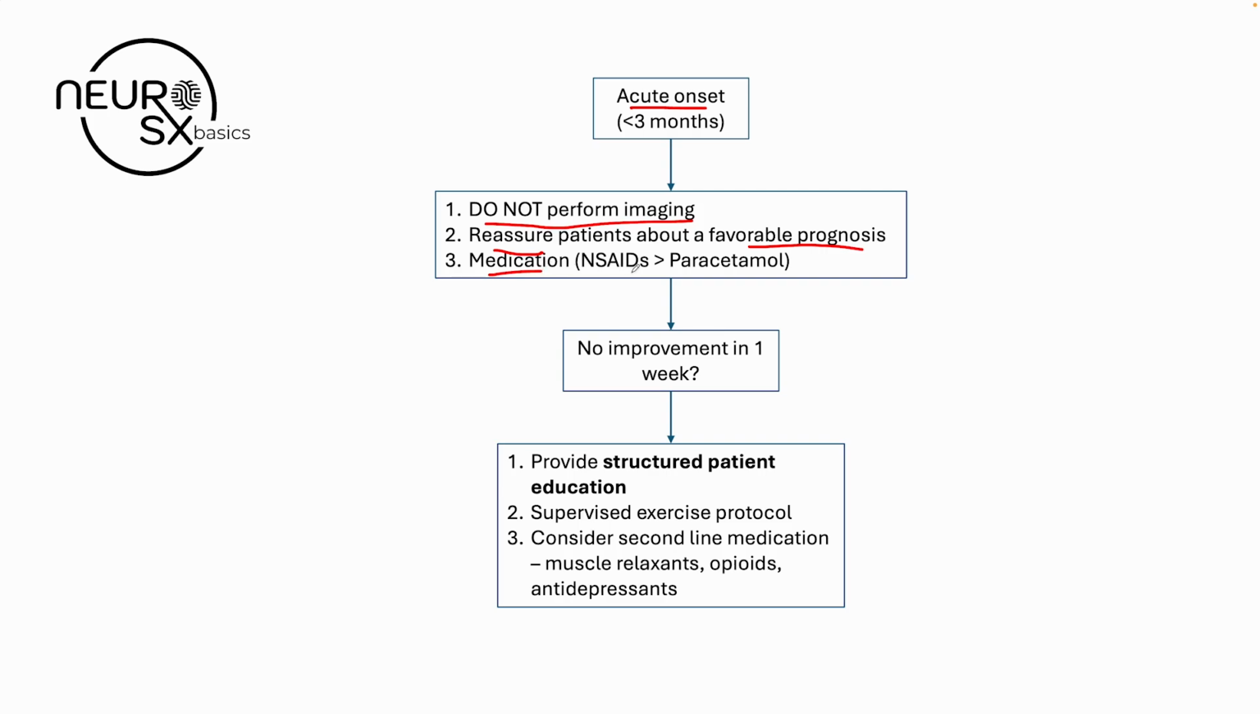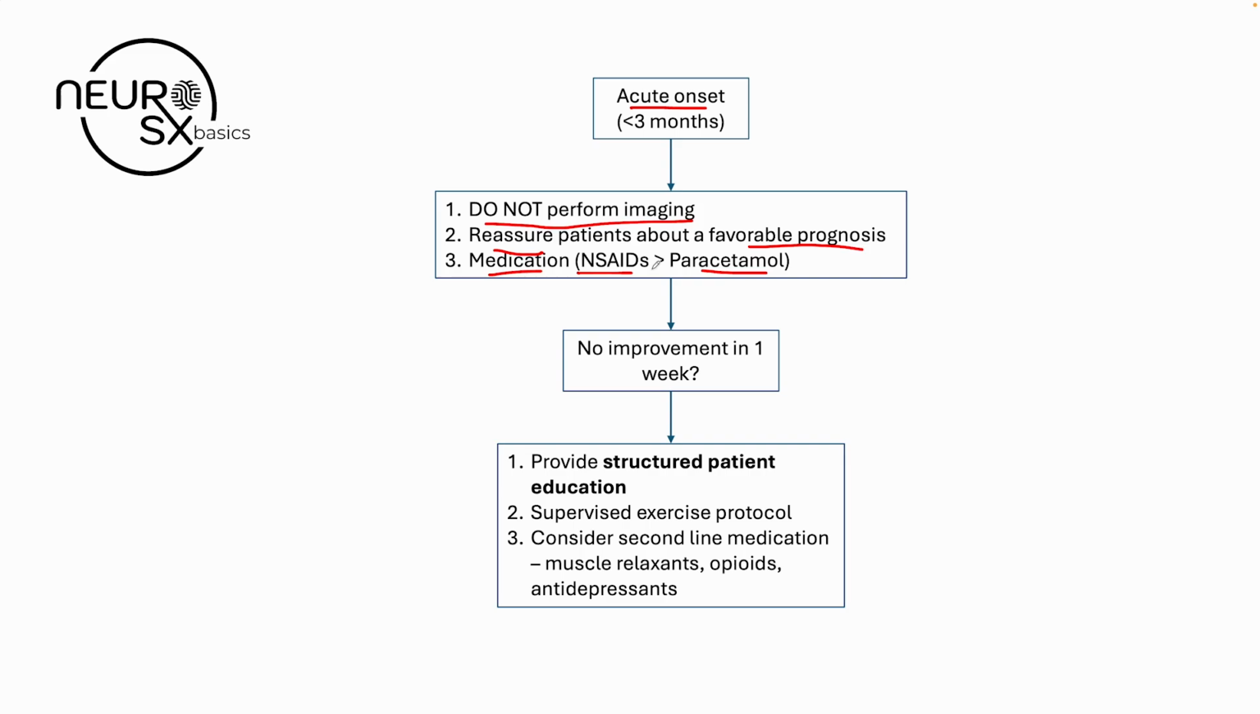Again, we prefer NSAIDs. Paracetamol can be considered if NSAIDs are contraindicated. But again, remember, first-line treatment is just NSAIDs. This is low back pain, this is not radicular syndrome. Even for radicular syndrome, pregabalin and gabapentin have not been proven to be recommended drugs. We just do not have conclusive evidence about the efficacy of gabapentin and pregabalin in radicular pain.